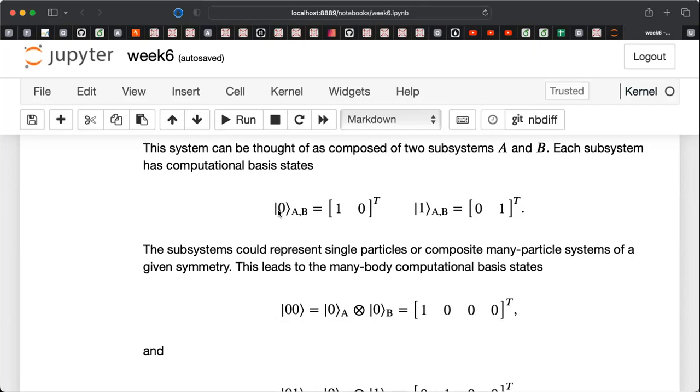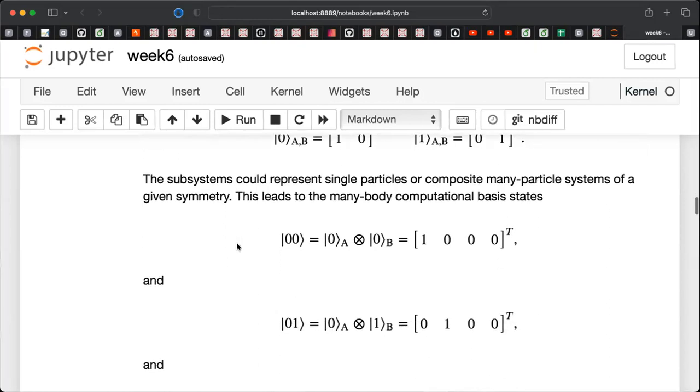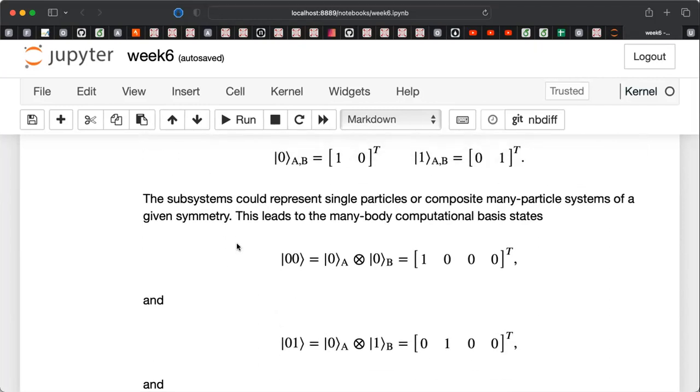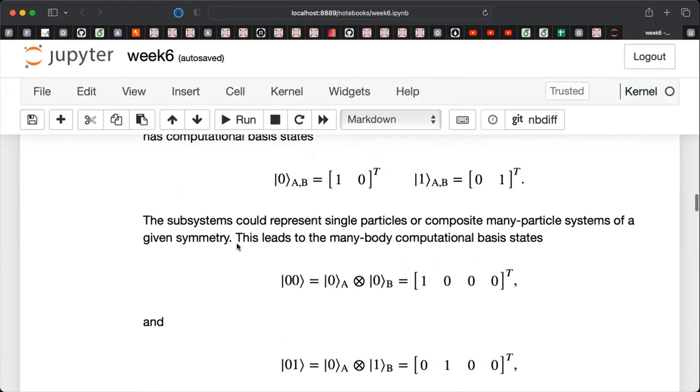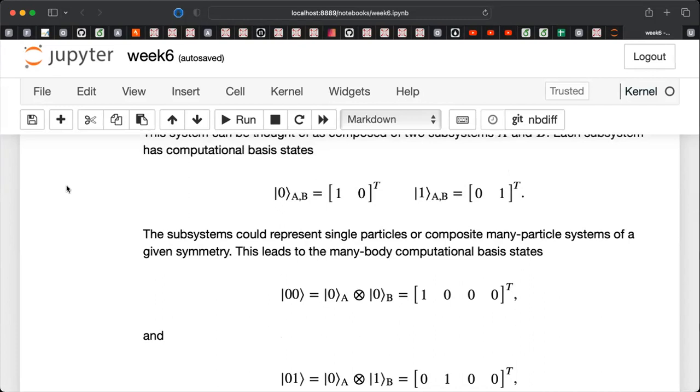So this single qubit orthogonal computational basis is orthogonal, and it's also normalized, as we have discussed earlier. And the subsystems could represent single particles or composite many-particle systems of a given system. As I said in the beginning of the course, you could think of every such subsystem as one electron, which is trapped in, let's say, a harmonic oscillator potential or some other type of confining potential.